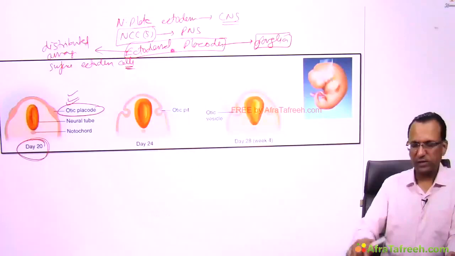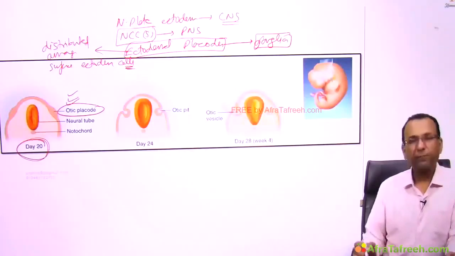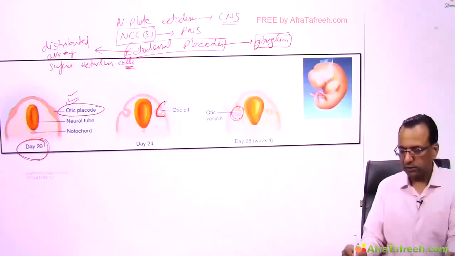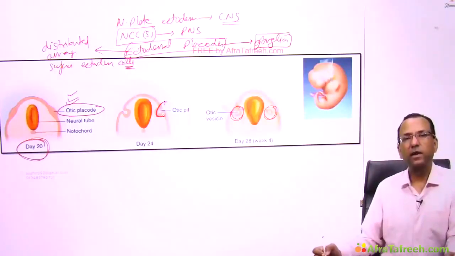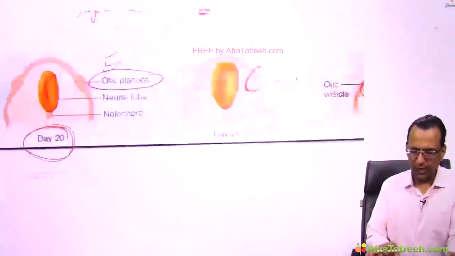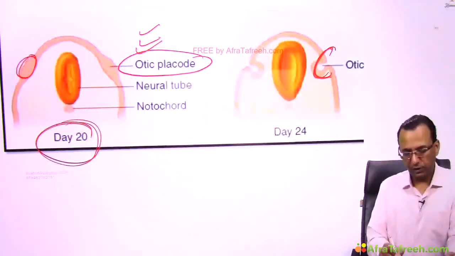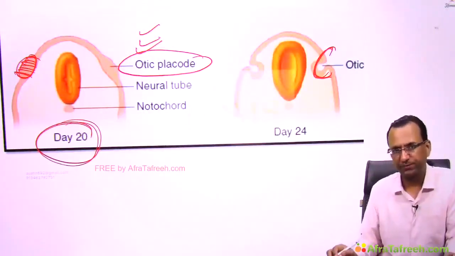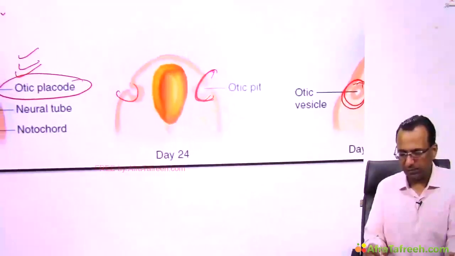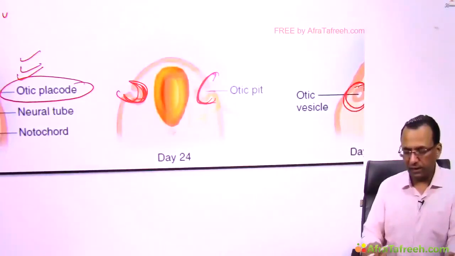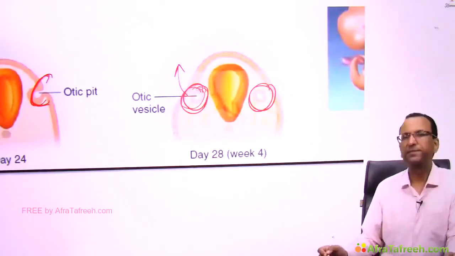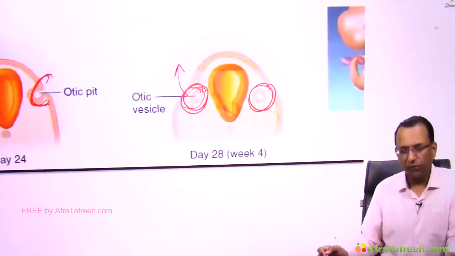So the ectodermal placode, what is it doing? See here. The otic placode will form the otic pit, and the otic pit will form the otic vesicle, and the otic vesicle will form the inner ear. So first I have the otic placode. It is not surface ectoderm. It is ectodermal placode. And then it forms the otic pit, and then the otic vesicle, which will form the inner ear. Then we will form the external ear. External ear we'll see, but first you see the inner ear.